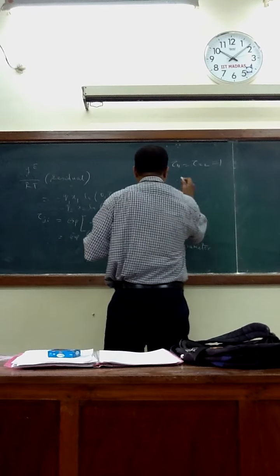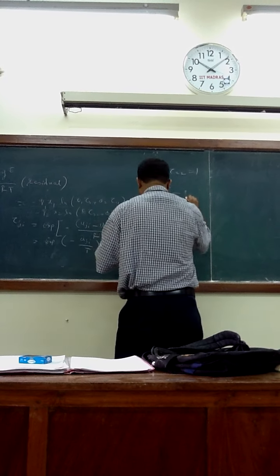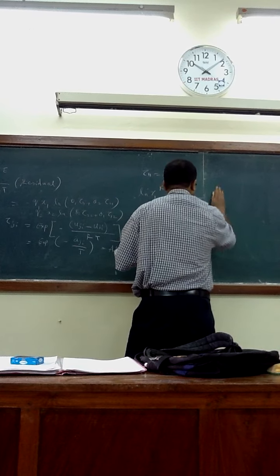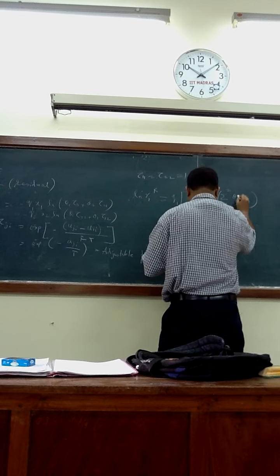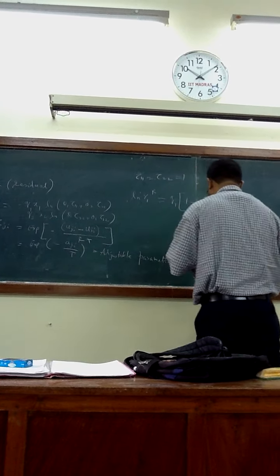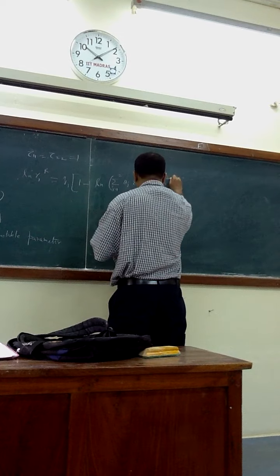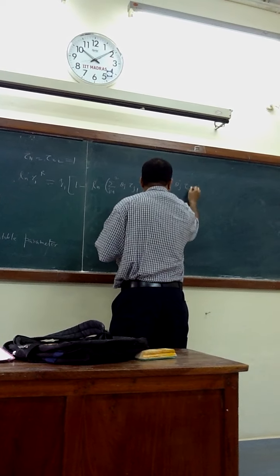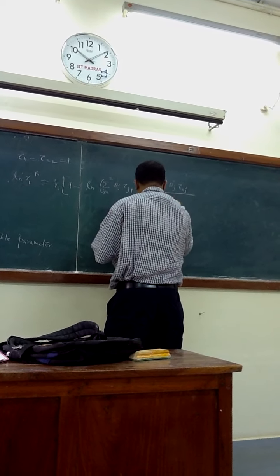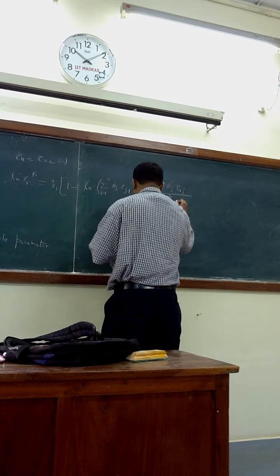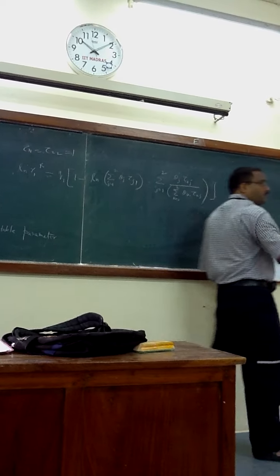So then gamma 1 residual part, which is q1 into 1 minus the log of summation j equals 1 to 2 theta j tau j1, minus summation j equals 1 to 2 of theta j tau 1j divided by summation k equals 1 to 2 theta k tau kj. So the bracket has to be closed. So you have to prove it.